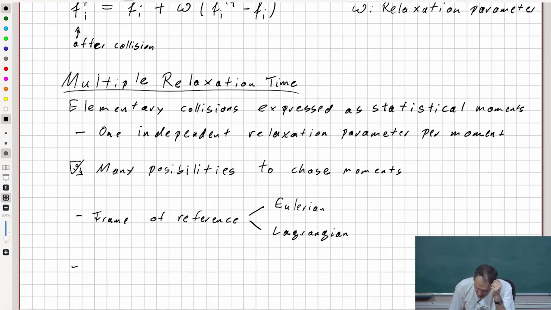So then the next thing is that these different moments are supposed to be independent of each other. And in order to make them independent, there are different possibilities.